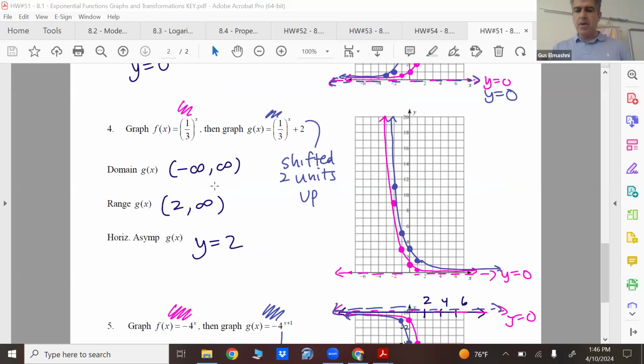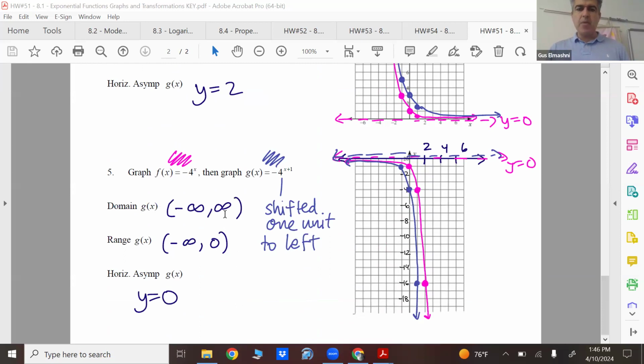Again, the pink is parent. The blue is transformed. 4 is only one transformation going 2 up. So you can see the blue function went 2 up from the pink. Changes the range and the horizontal asymptote. And then 5 is kind of weird, but negative 4 to the x is actually the parent function. Now, technically, it's negative 1 times 4 to the x. The negative 4 is not the base. The base is 4, but negative 1 is the reflection.